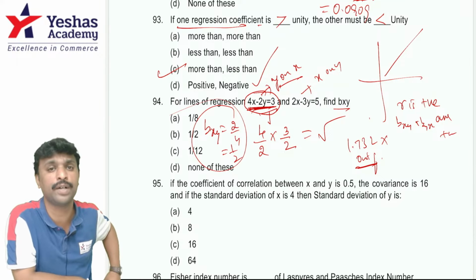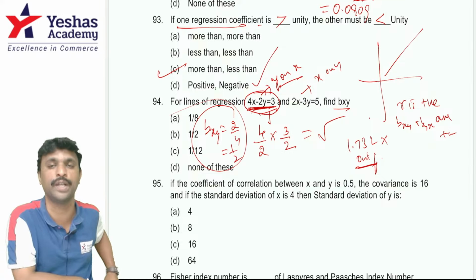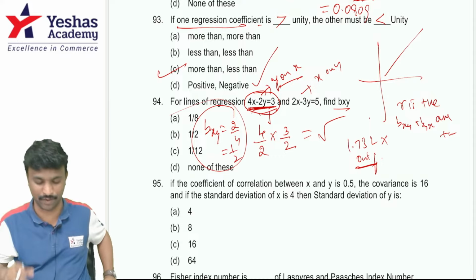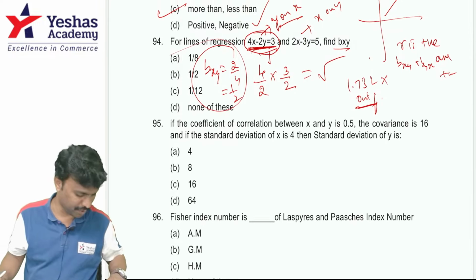Sir, why didn't you consider the sign? So the signs of x and y we should not consider. It's only the magnitudes of the coefficients of x and y we have to consider. Have you understood? Moving on to the next question.